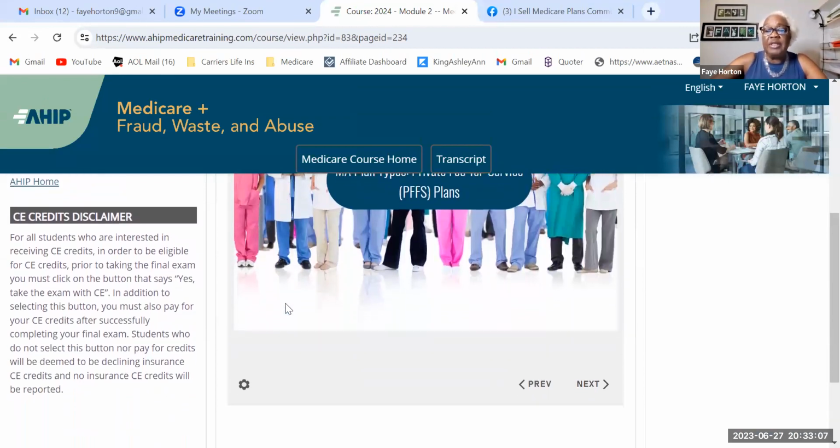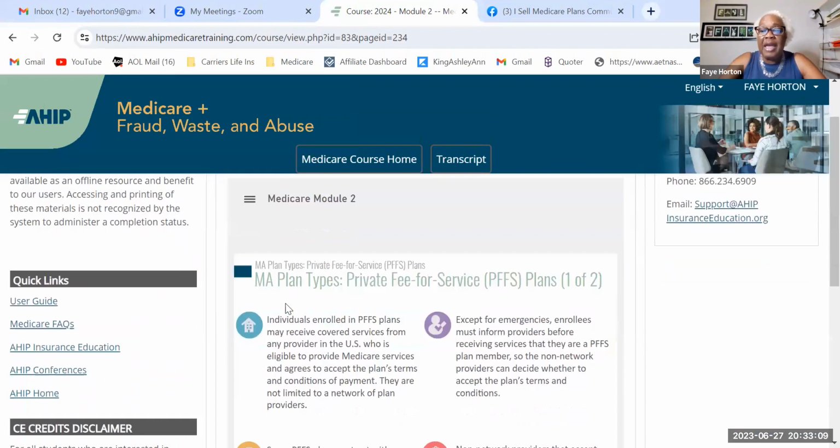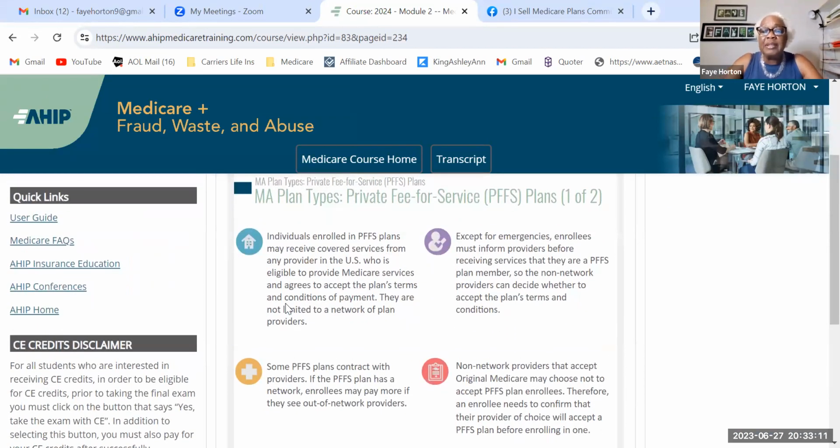Private fee-for-service, PFFS. These are very popular in some areas of the country. They're not popular in all areas of the country. There are two types of private fee-for-service plans.